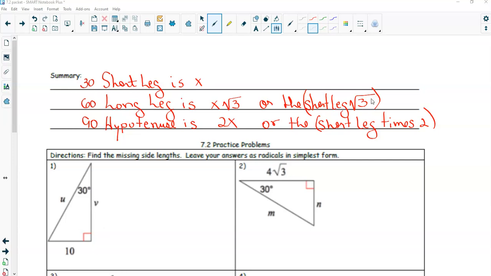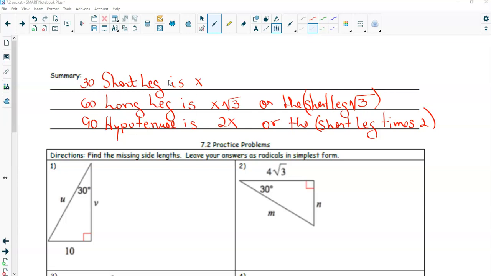Okay guys, here's the practice for chapter 7.2. I'm going to go over the practice problem, so in case you need help with those 30, 60, 90 triangles, here we go. Here's a very quick summary.